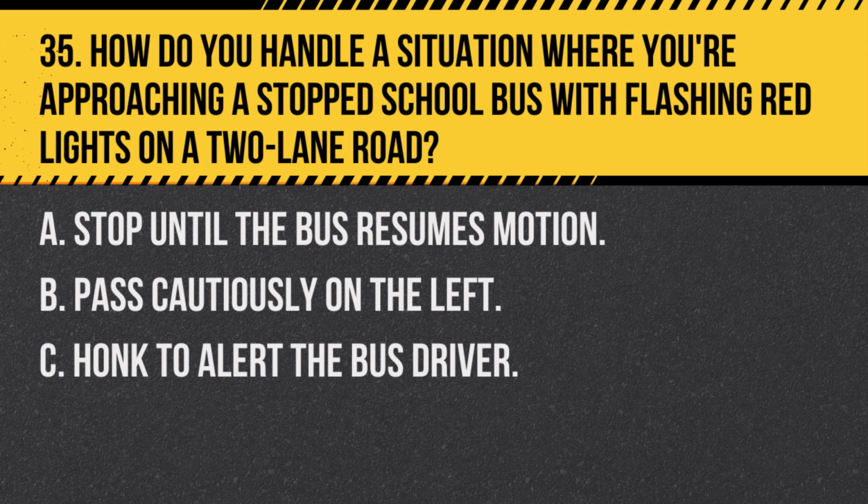Question 35. How do you handle a situation where you're approaching a stopped school bus with flashing red lights on a two-lane road? A. Stop until the bus resumes motion. B. Pass cautiously on the left. C. Honk to alert the bus driver. Answer: A. Stop until the bus resumes motion. It's required for safety of disembarking children.